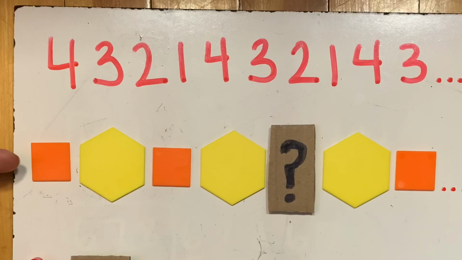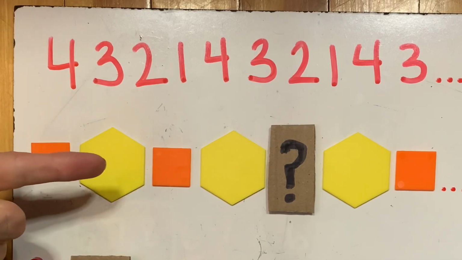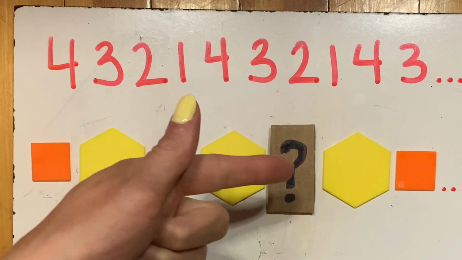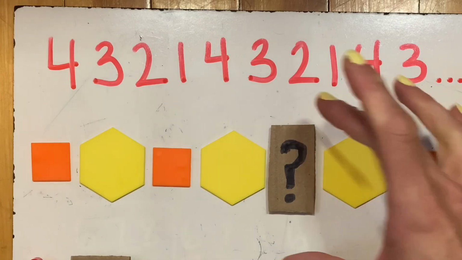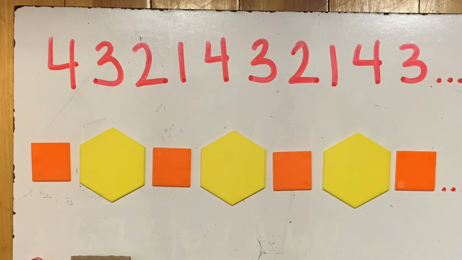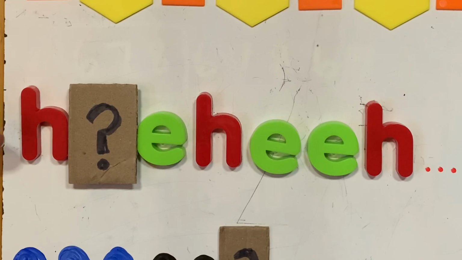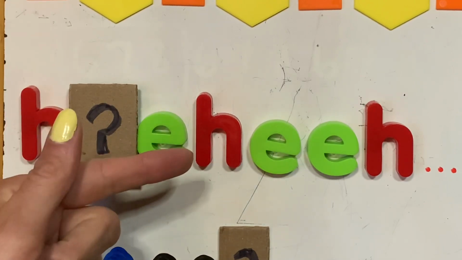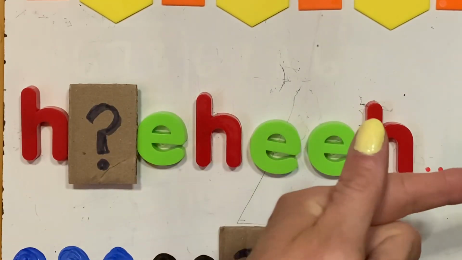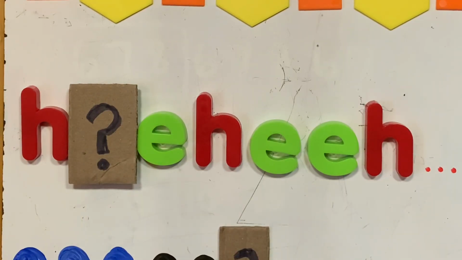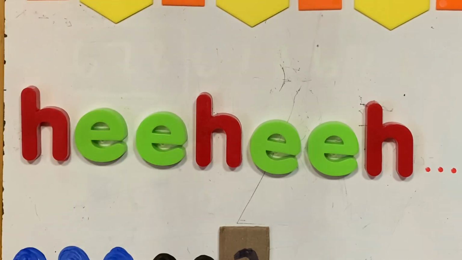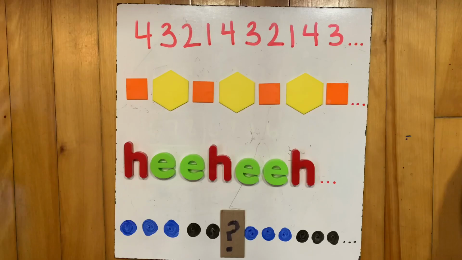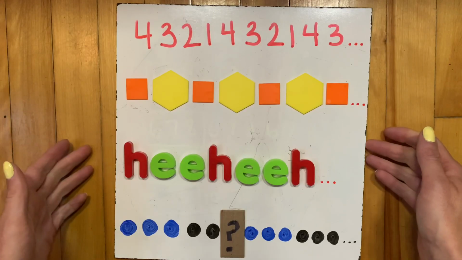Let's look at the next one, the shape one. Square, hexagon, square, hexagon, something, hexagon, square. What's underneath this one? Did you say square? Well done. Here we have H, something, E. H, E, E, H. This one's not as long, so I was wondering if you'd figure it out. What do you think is underneath this one right here? It is an E.